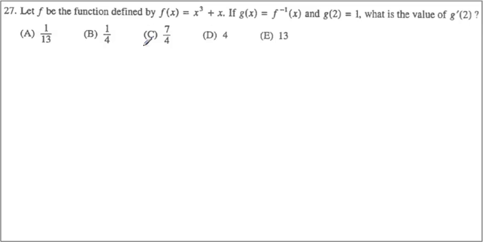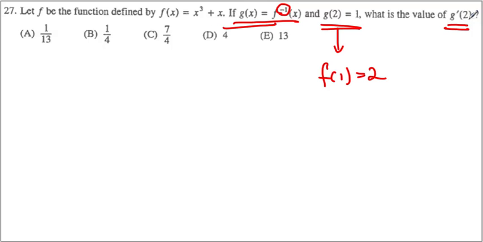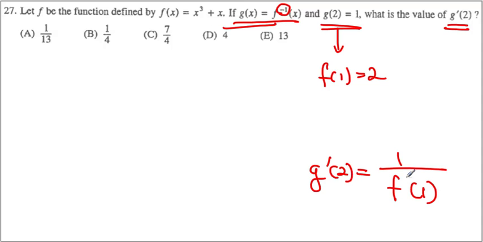Number 27, let f be the function defined in this way. And this one is the inverse function. We can see that by this symbol right over here. And g of 2 is equal to 1. Now we're looking for g prime of 2. The first thing we have to do is find the corresponding points, because these are inverse functions. When you switch x and y, f of 1 must be equal to 2. The fact that we are trying to find the derivative when x equals 2 on its inverse function means g prime of 2 must be equal to 1 over the derivative of the original function, whose x value corresponds to 2, which is f prime of 1.